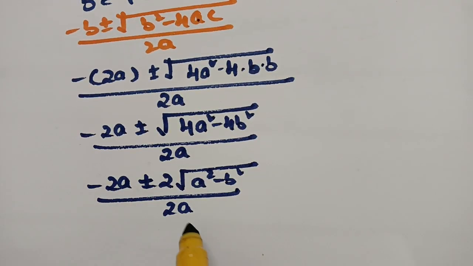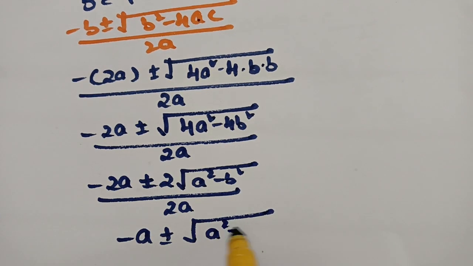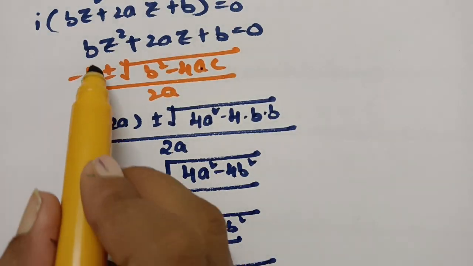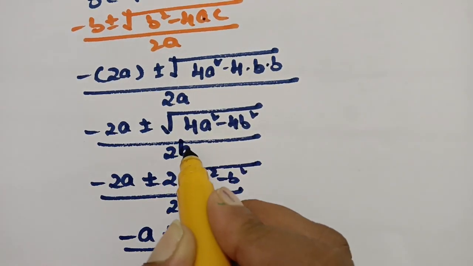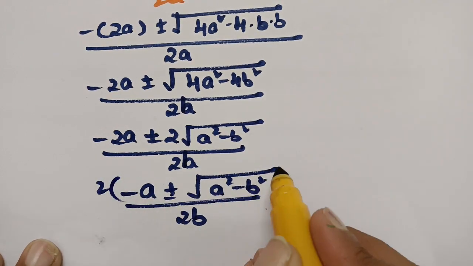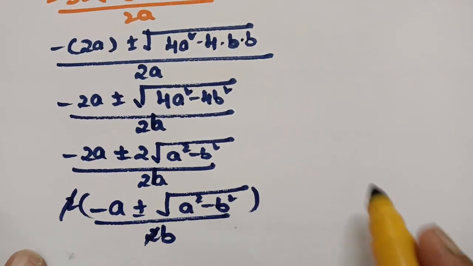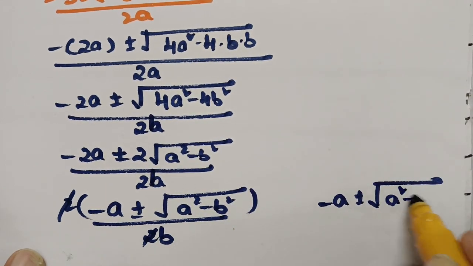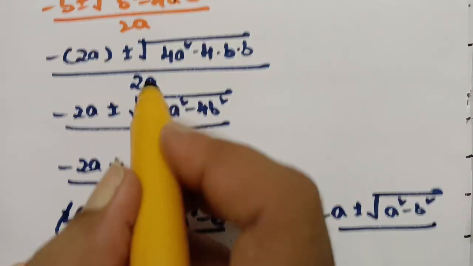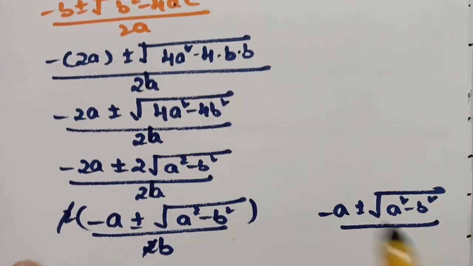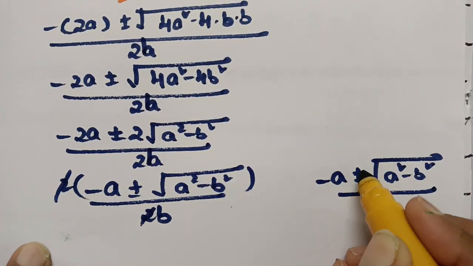So if I take 2 common and cancel in the numerator and denominator, this will be minus a plus or minus root over a square minus b square by b. The denominator was 2b, so if I take 2 common and cancel, the roots will be minus a plus or minus root over a square minus b square by b. So we got two roots.